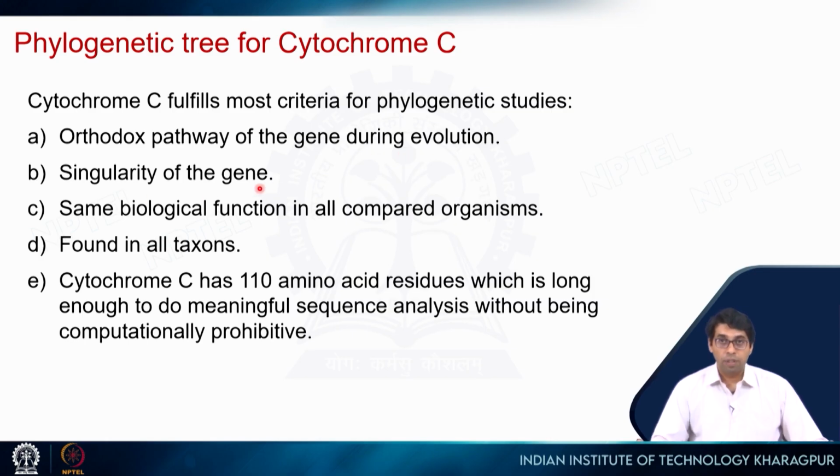Singularity of a gene: there is only one gene for this protein, not multiple genes like ribosome. Same biological function in all compared organisms. It is not doing something different in different organisms, right. It is found in all these different taxons of life. Cytochrome C is small, it has only 110 amino acids, which means that the sequence alignment will not be computationally problematic, right. So, you can actually do that meaningfully.